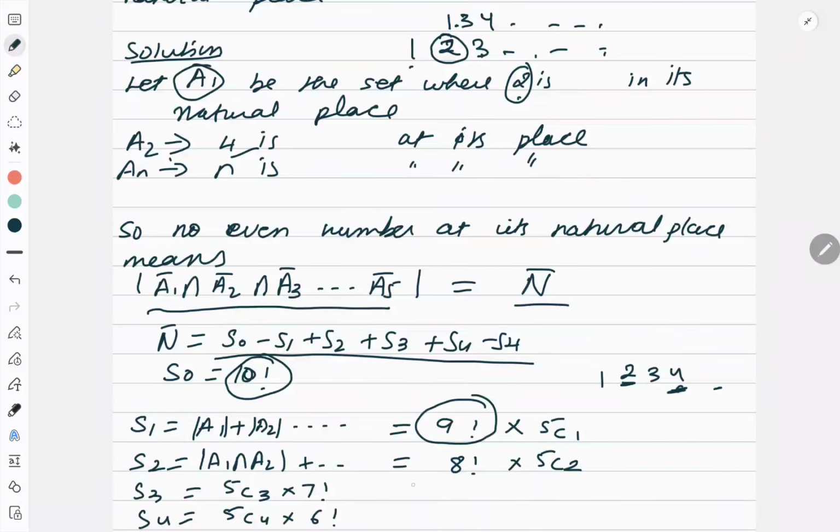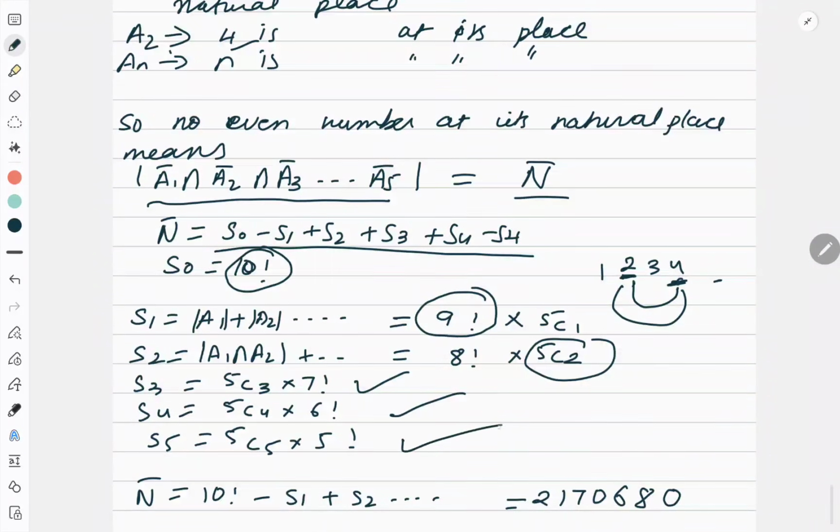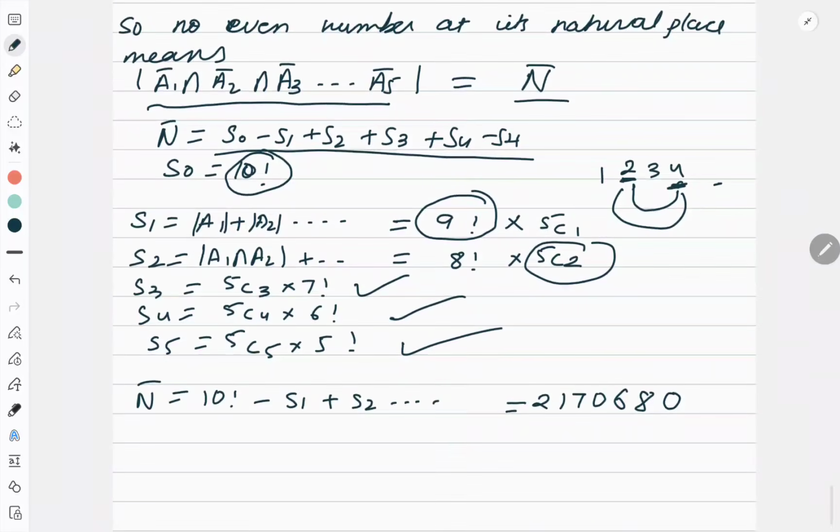When I am talking about intersection, then 2 are fixed. So 8 factorial will come because you are removing 2, and there are 8 numbers which can permute, right? So 5C2 into 8 factorial. Same way, 5C3 into 7 factorial, 5C4 into 6 factorial, 5C5 into 5 factorial. So what is the value of n complement? 10 factorial minus this; substitute the values and you get this. So basically it is a mixture of both the concepts we have studied, right?